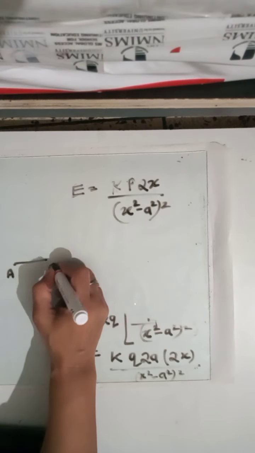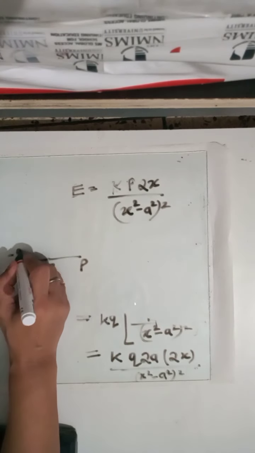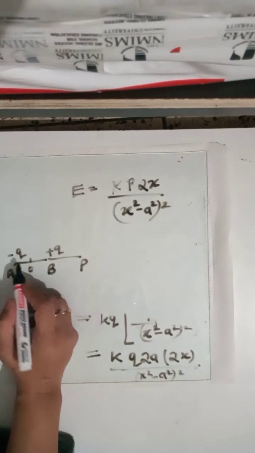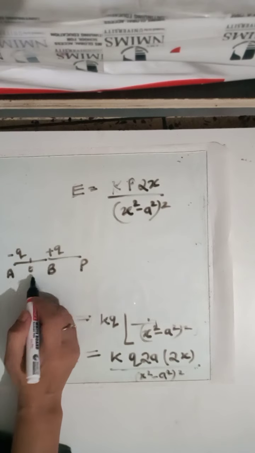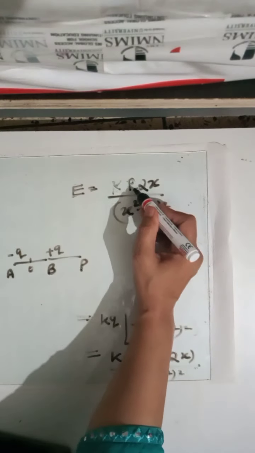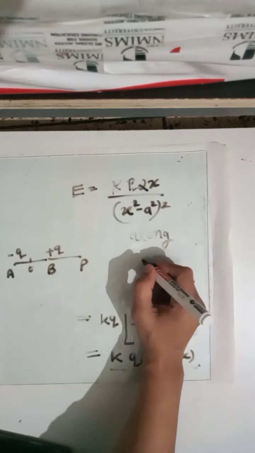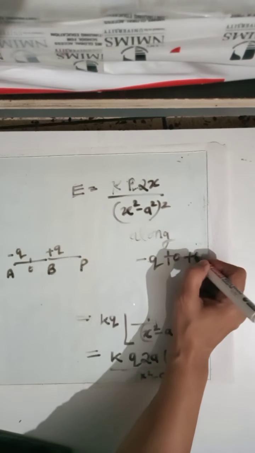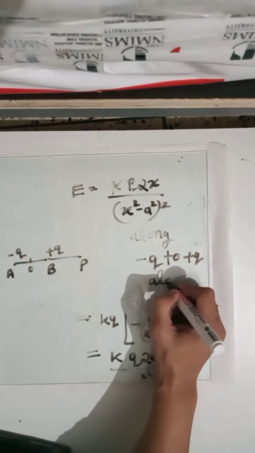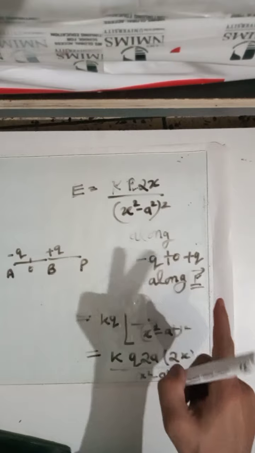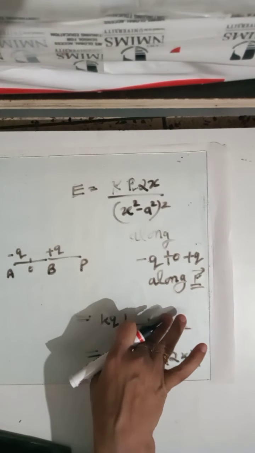This is A, this is your B, this is your P. This is your minus q charge, this is your plus q charge. What is the direction? BP. You can say minus q to plus q. That means the direction of the electric dipole moment, in which direction will it go? Along minus q to plus q. You can say along P. That is the direction of the electric dipole moment. That is the value of the electric field due to an electric dipole at a point lying on the axial line.